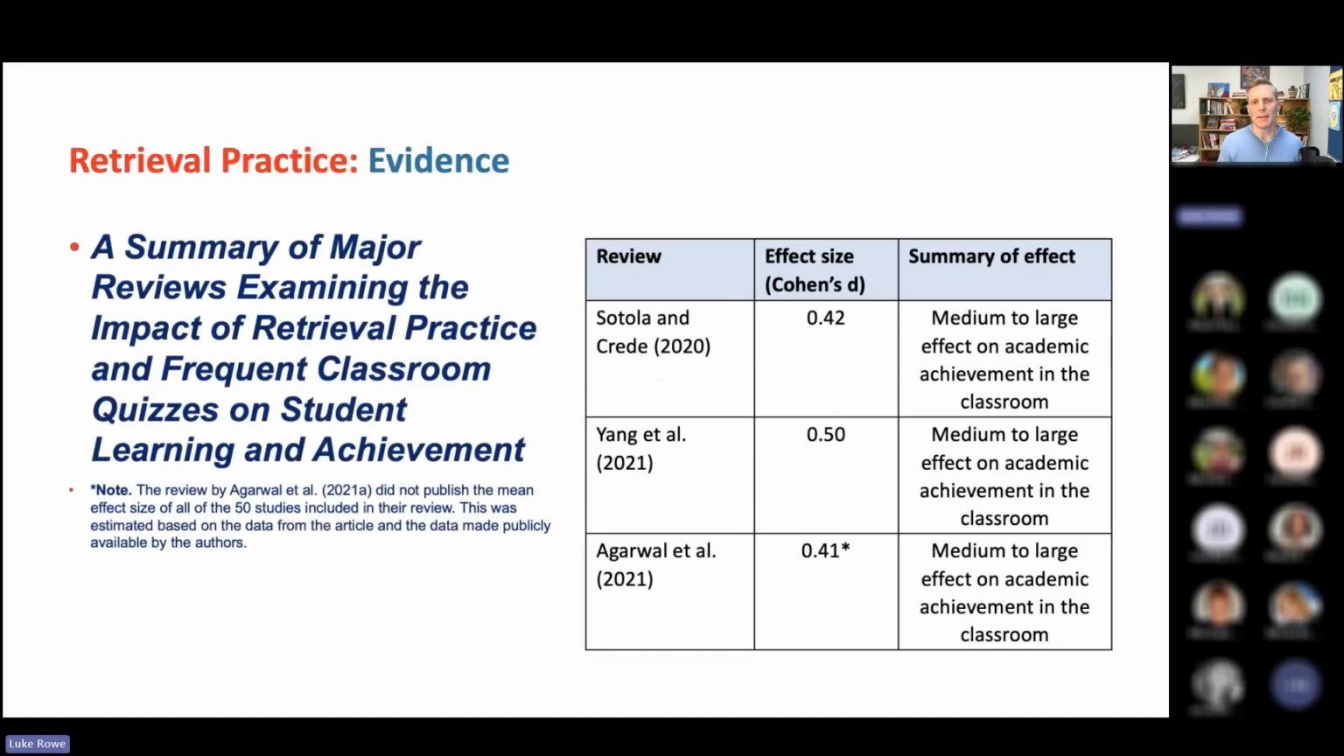So what's the evidence say? There's been a flurry of reviews into this space, meta-analyses, and these are 3 of the most recent. And what we can see in the table, Stoller and Krieg were the first in this recent flurry to release those. They had, I think, the largest yield, over 230 studies, an effect size of 0.42. And so that's a medium to large effect on academic outcomes.